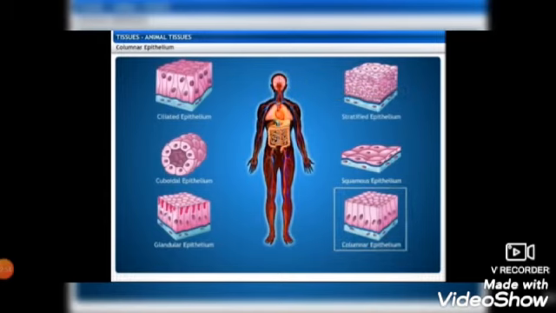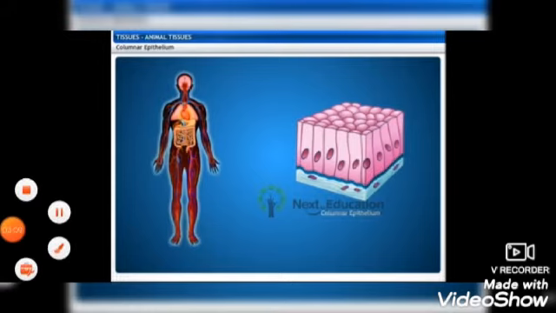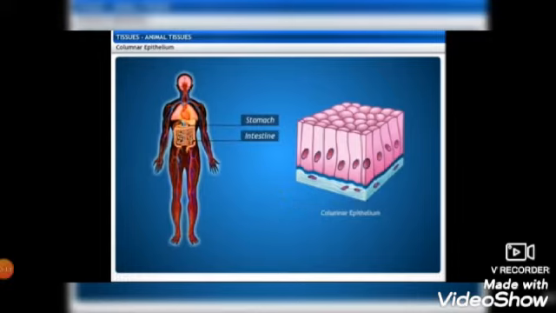See, the pillar-like cells are called columnar epithelium. Columnar epithelial cells are cylindrical. They are found in the lining of the stomach and intestines, and facilitate the movement of nutrients across the epithelial barrier.